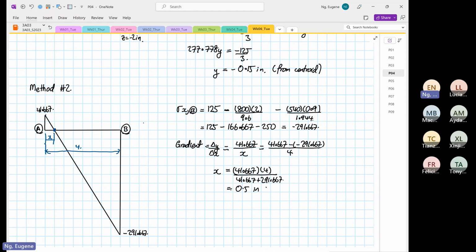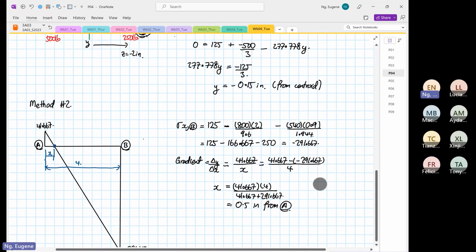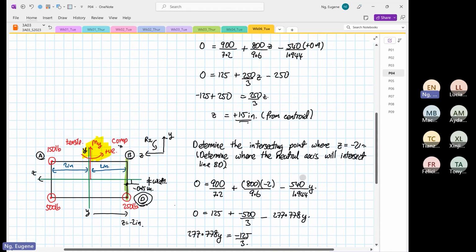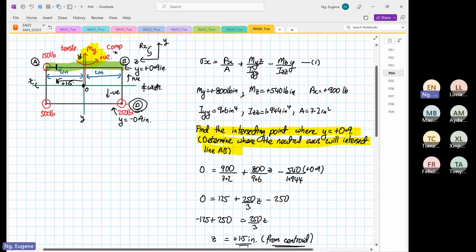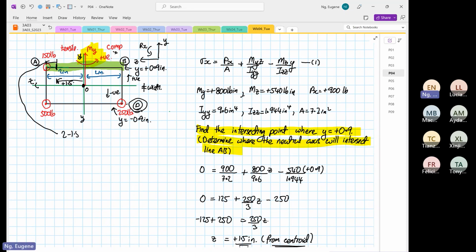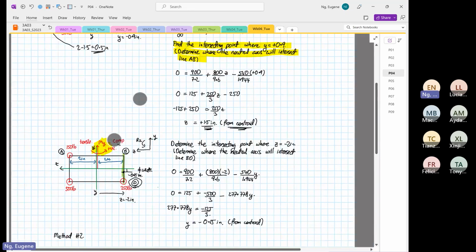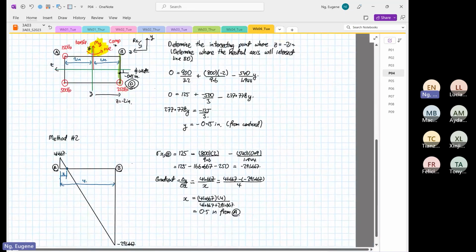Now this 0.5 inch is from point A. This is using method number 2. So if you go up to here, our answer is 1.5 from the centroid. So this is where our y-intercept is. And then the distance from here to here is equal to 2 minus 1.5, which is also 0.5 inch. So it's the same thing. The answer is the same.